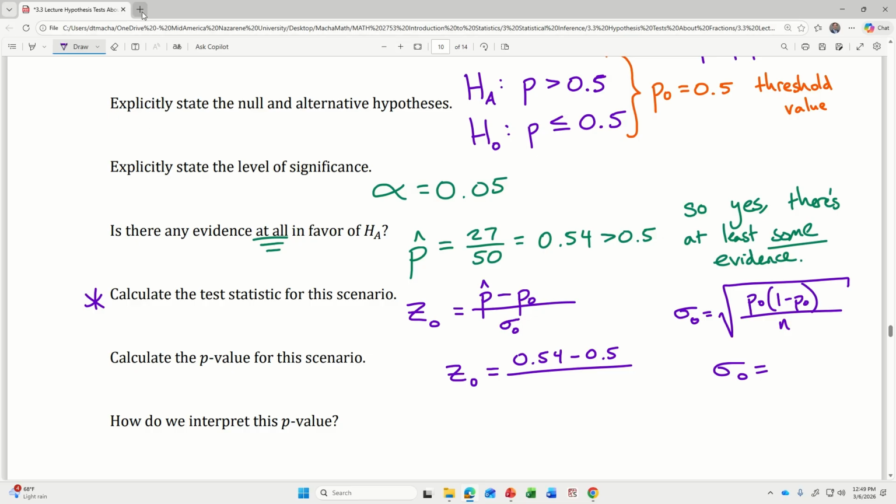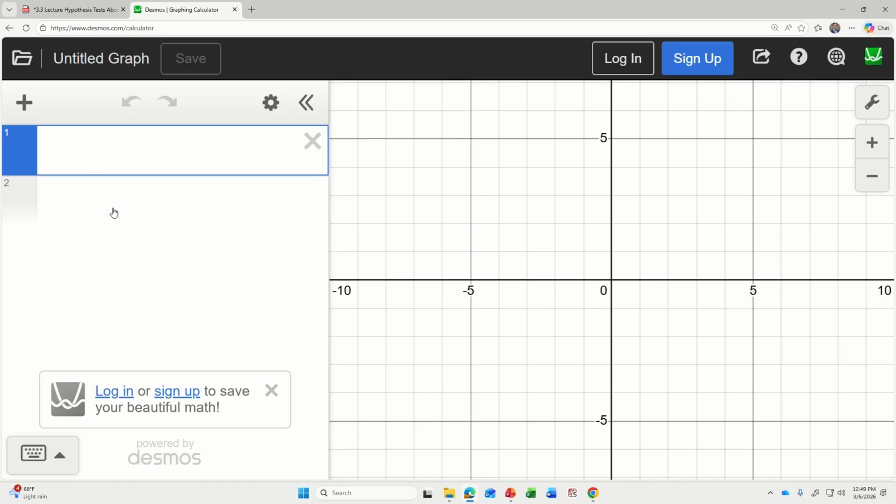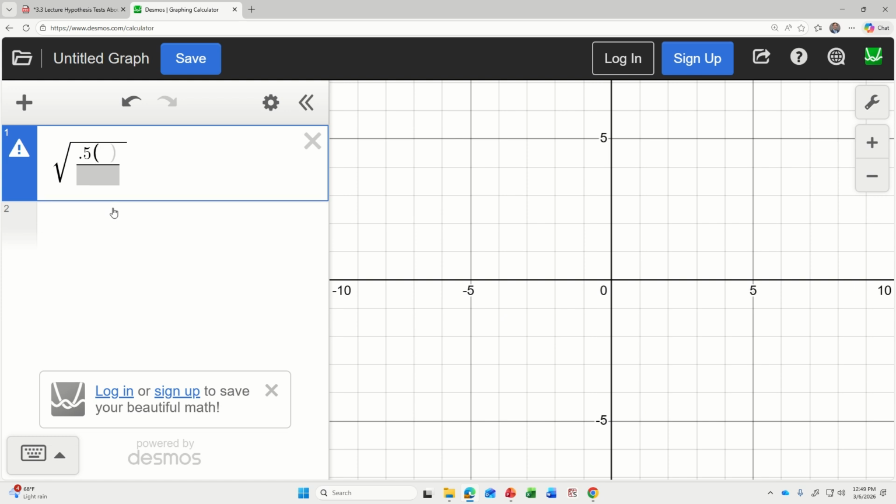I have to pull up Desmos really quick. And in Desmos, I want the square root of p times 1 minus p divided by n, where n was 50. So my standard deviation is 0.07071.